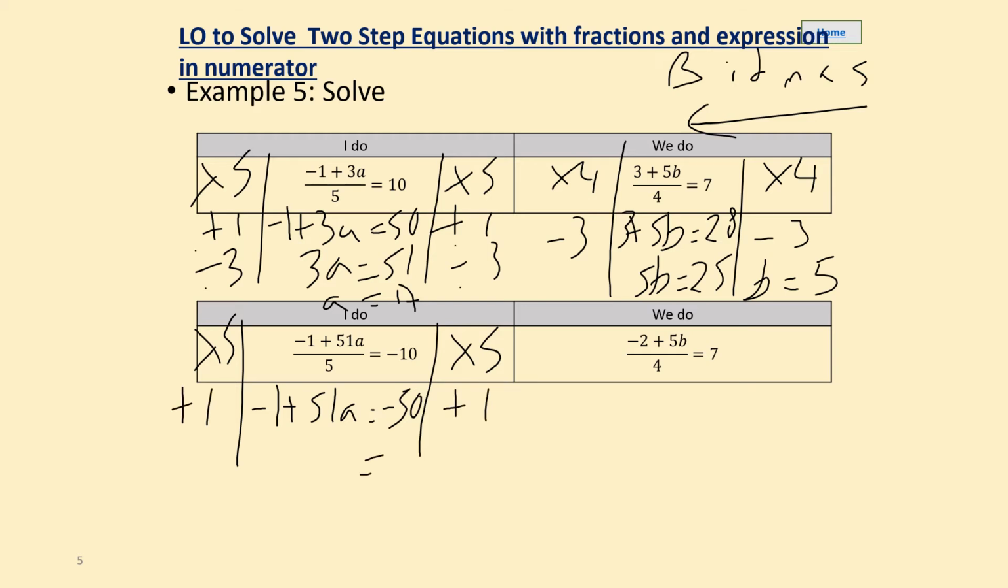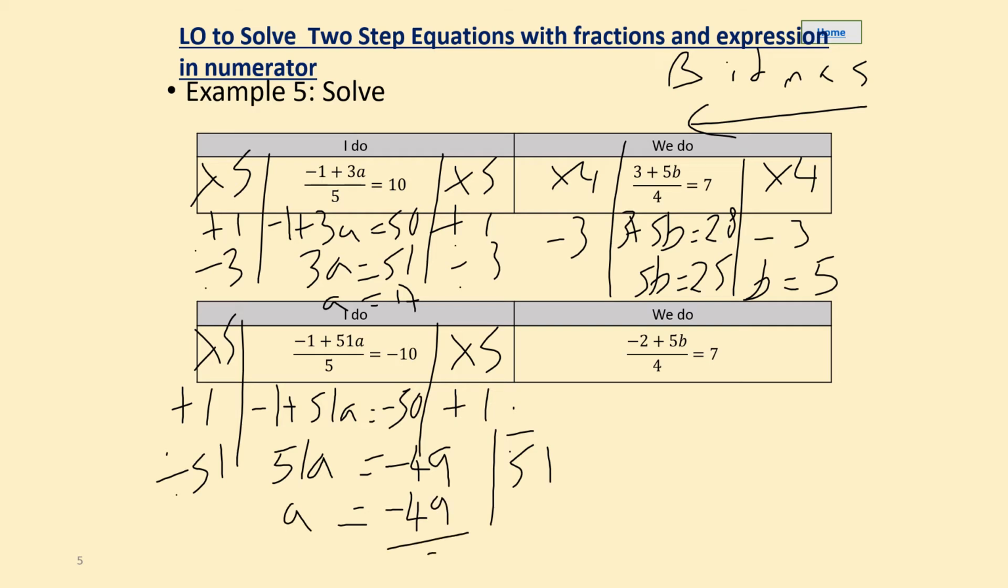Minus 50 add 1 means it's going to become more positive, so it's minus 49 equals 51a. Then we need to divide both sides by 51. So a is going to equal minus 49 divided by 51. What do I need to do here then? Yeah, times by 4. You've got the hang of this now.